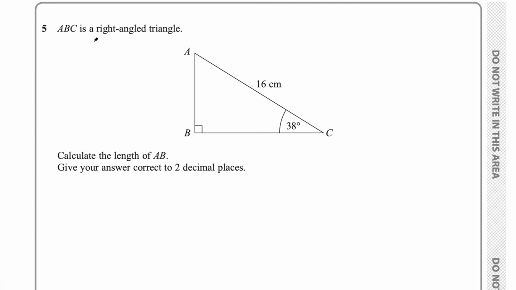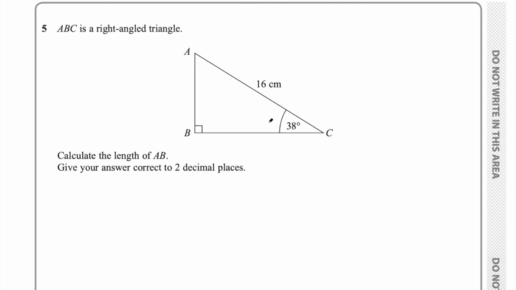Question 5 says AB is a right-angled triangle. Calculate the length of AB. Give your answer correct to 2 decimal places. So here we have an angle of 38 degrees and a hypotenuse of 16 centimeters. This is the unknown side. You need to think which trig ratio you're going to use to find this unknown side. So is it going to be sine, cos, or tan? Well, remember the sine ratio is the opposite side divided by the hypotenuse. So we're going to use the sine ratio here.